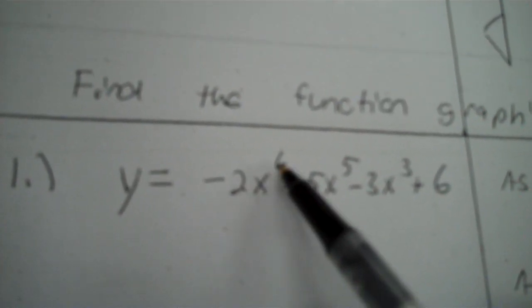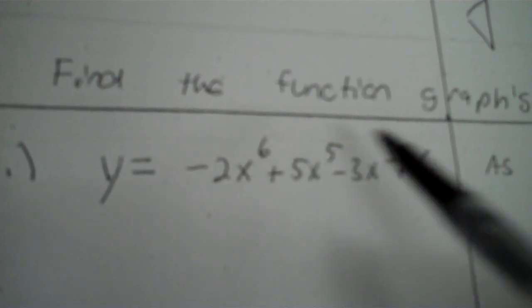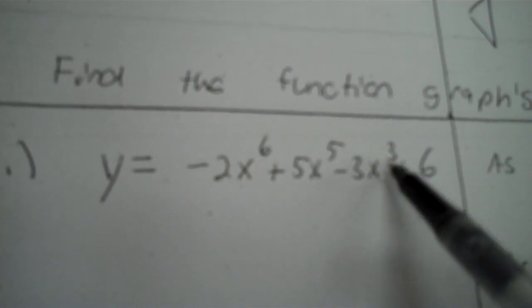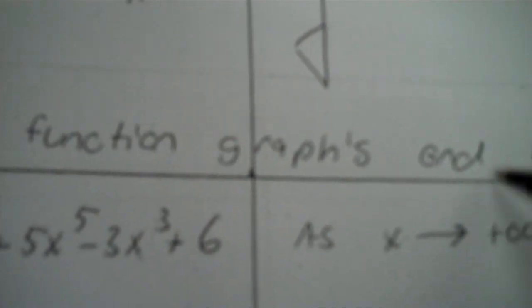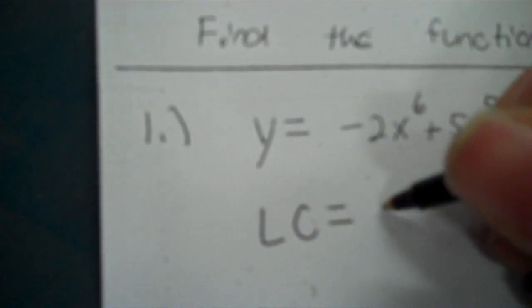y equals negative 2x to the 6th power plus 5x to the 5th power minus 3x to the 3rd power plus 6. Now as x goes to positive infinity, what does the function do? What's the y do? Well, it depends on what the leading coefficient is. It's a negative 2, so that means in this direction the graph goes down, the roller coaster goes down, negative infinity.